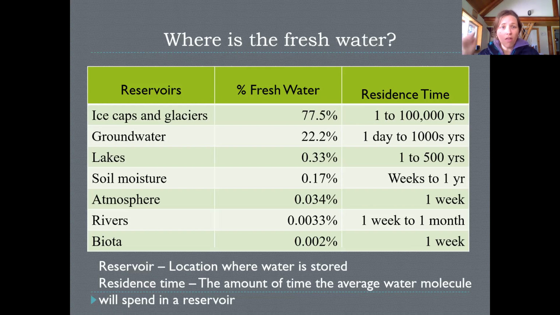Okay, then all the other sources of water or locations where water might be stored, lakes, soil, the atmosphere, rivers, living organisms, are all, you can see, orders of magnitude smaller in terms of the reservoir size, so less than 1%, or in many cases less than 0.1 or even 0.3% of the water is existing in these sources. They tend to have much shorter residence times though, so the water is cycling in and out of these systems, it's moving around in the environment.